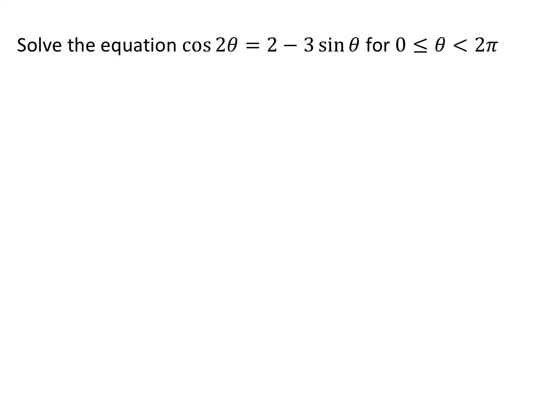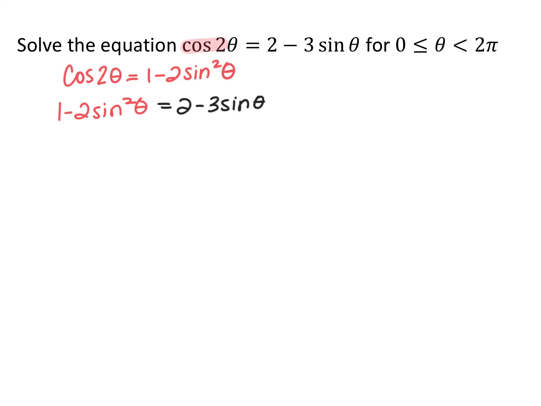But in this equation, I have both a 2 theta and a regular theta, so I need them all to match. So I want to use my double angle formula to make it so that I only have regular thetas in this trig equation. I notice that I also have a sine here, so I'm going to have everything be in terms of sine. So I have cosine of 2 theta is equal to 1 minus 2 sine squared theta. So I replaced cosine of 2 theta with 1 minus 2 sine squared theta. So now everything is just a regular theta inside the trig function, and everything is only in terms of sine.